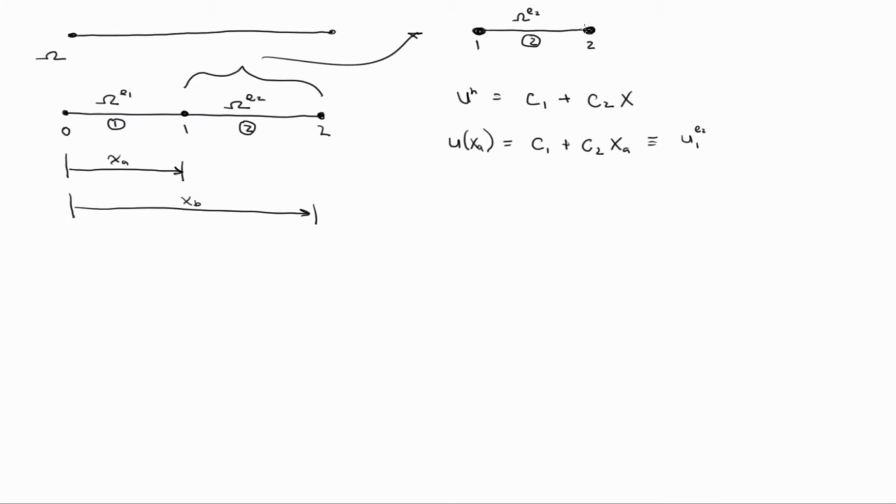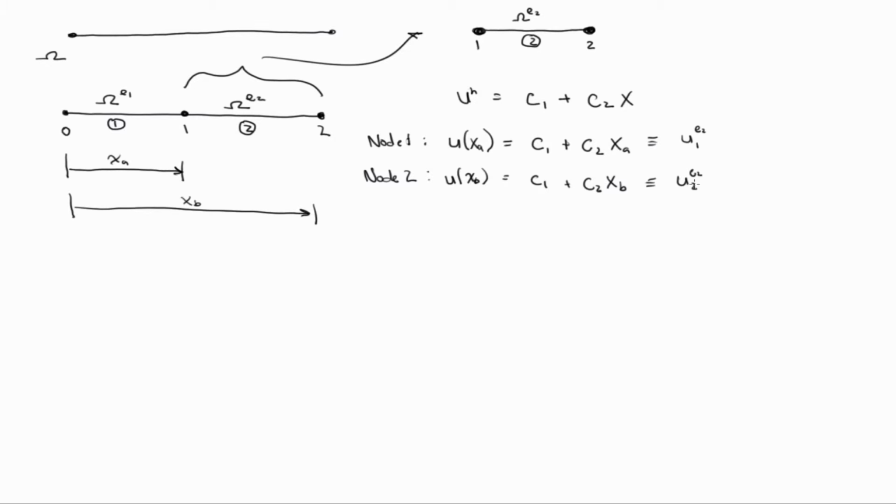And likewise, we can evaluate this at node 2. So node 2 has position XB. Maybe just to be clear, this is at node 1, and this is at node 2. So at node 2, we have C1 plus C2 XB, and that's defined as U2 E2.